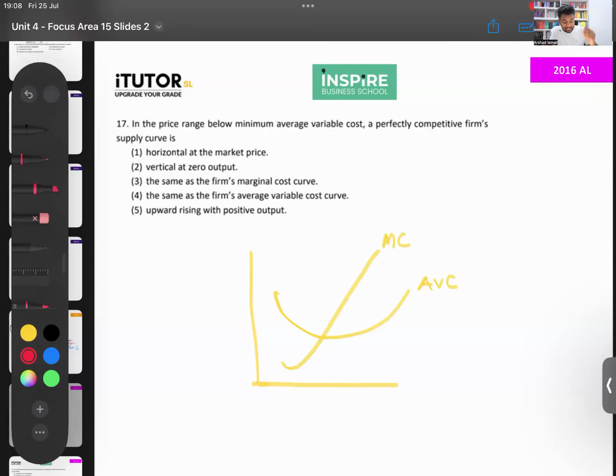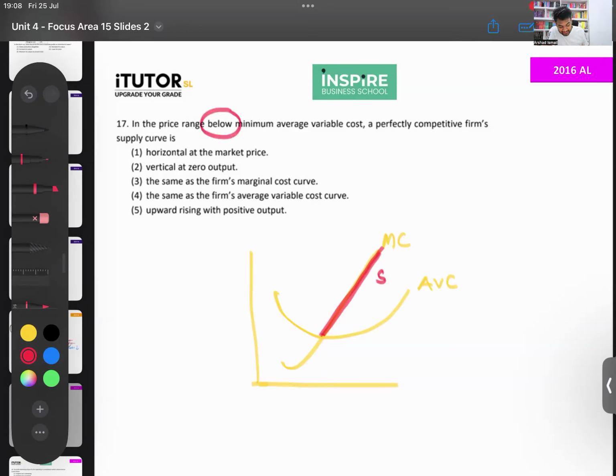So usually the supply curve is the marginal cost curve above ABC. This is the supply curve. This red one is the supply curve, marginal cost curve above ABC. But what are they asking in the question? In the question, they are asking you in the price range below the minimum ABC.